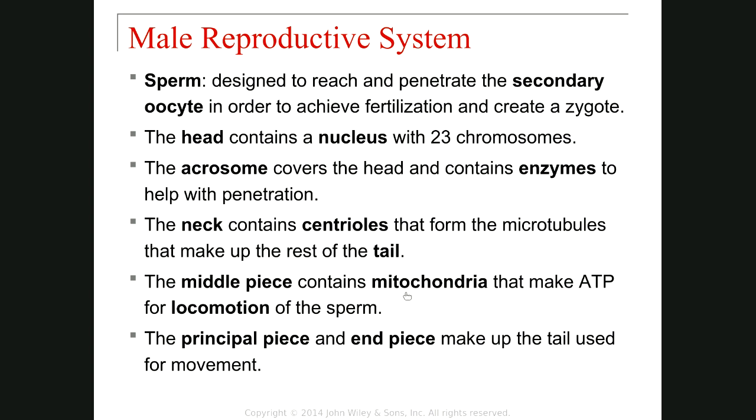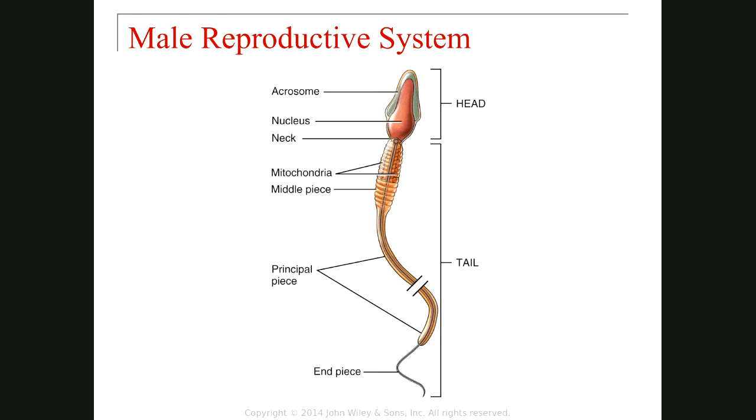And the tail has two pieces. One piece is the principal piece and one piece is the end piece, and they help the sperm to move. Here you can see the shape of the sperm again. The head, this is the nucleus, and this is the acrosome. This part is called the neck, which has the centriole inside. Here you can see the middle piece, which contains many mitochondria, and this is the tail. The tail has one thicker part, which is the principal piece, and one thinner part, which is the end piece.